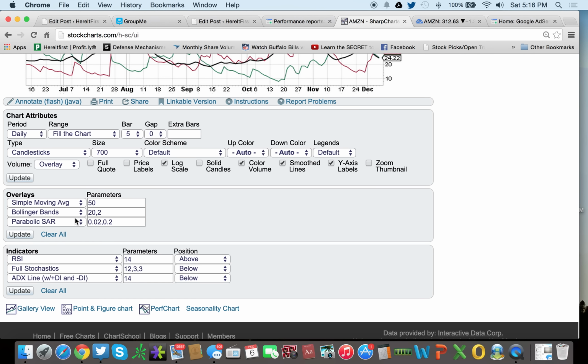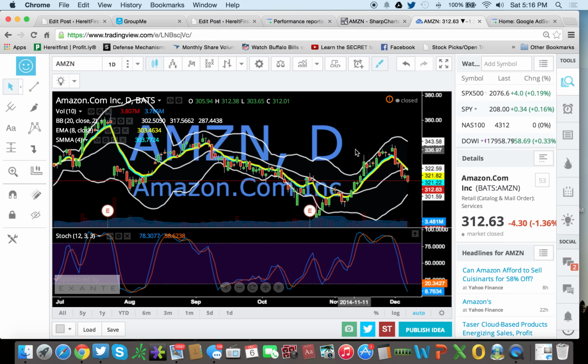Simple moving average, I might use the 4-day simple moving average because I use it just like the 8-day exponential moving average. Let's take a look at Amazon over here. For this chart, I keep stochastics. I don't use RSI or MACD on this chart because I try to keep it as simple as possible, because it gets complex over here when I start using fibs and all those things.